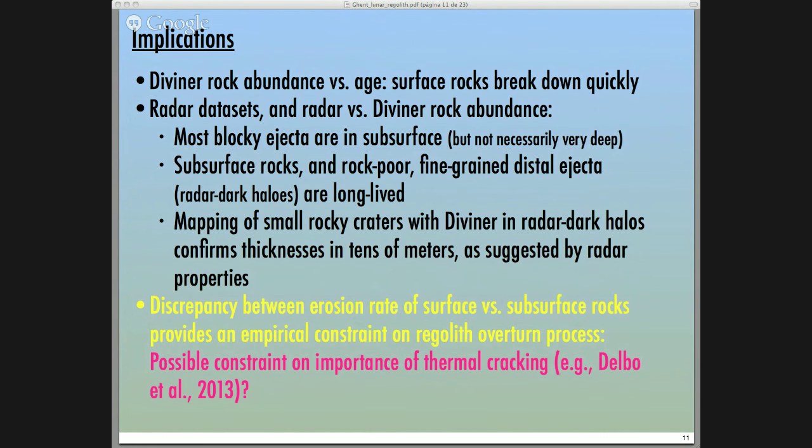So this difference in the erosion rate, or the breakdown rate of rocks, between the surface rocks and the subsurface rocks provides a constraint on the rate of change of the rock breakdown process. And the thing that we notice is that the breakdown rate of rocks is much higher very early on when the rocks are exposed at the surface than later on. And one possible connection to make is, could this be evidence of thermal cracking?